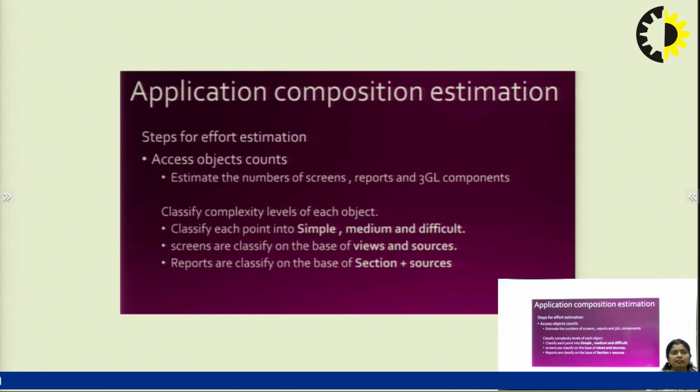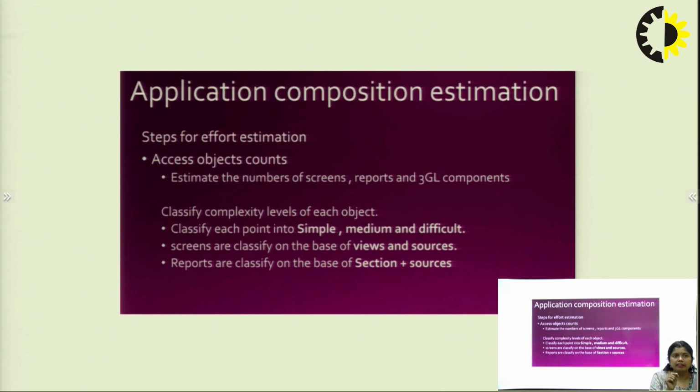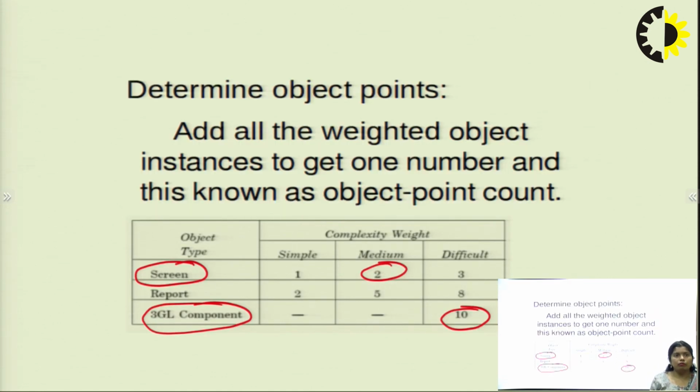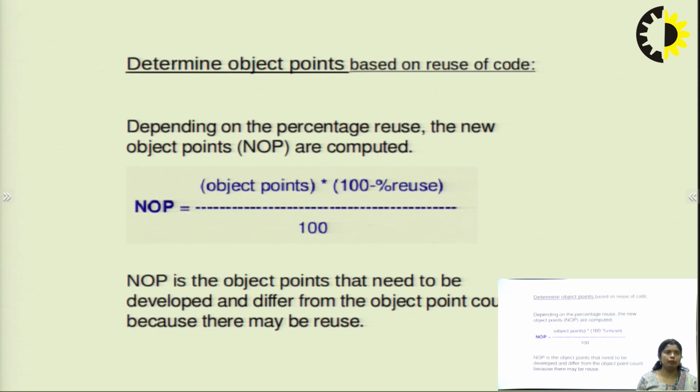The screen, 3GL component and reports are used; the screens are classified by the view and sources, and reports are classified with the section and sources. So, if we want to calculate the object point, simply we have to calculate and sum up all these values and we can find out the object point. The next parameter finds the new object point: object point into 100 minus percentage of reuse code.